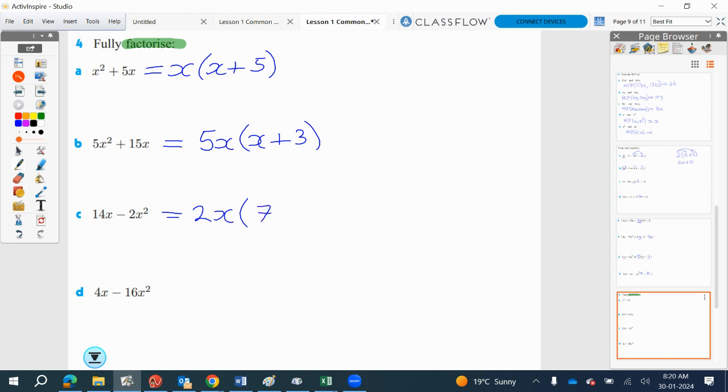All right. We need 7 here. It's minus x. Notice the sign here. We've got a minus sign, so we're going to need a minus sign. Okay. What is the highest common factor in D? 4x. This is a tricky one. What do we multiply 4x by to get 4x? 1. What do we multiply 4x by to get 4x squared? 4x.